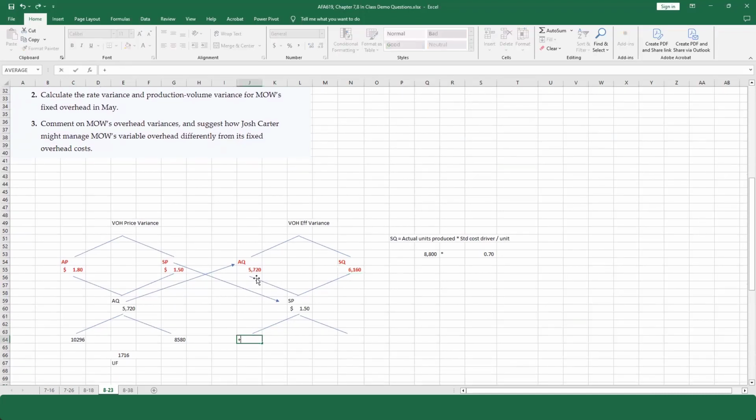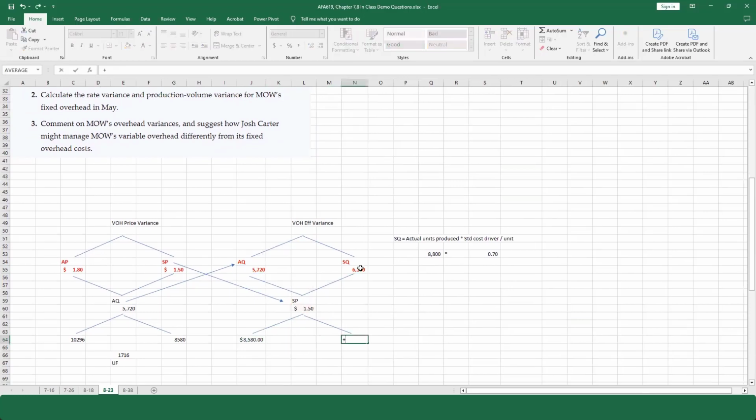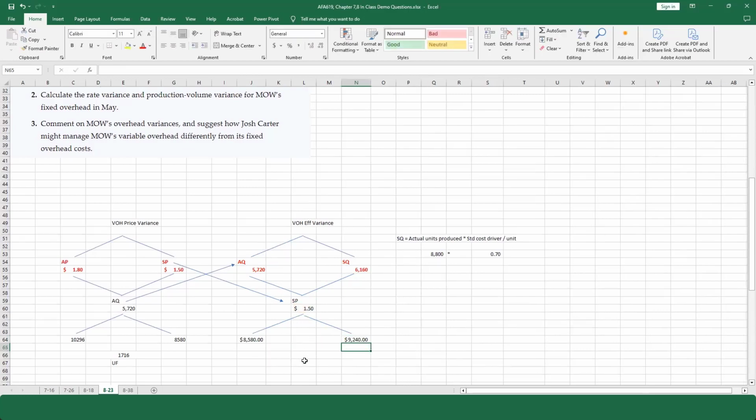We can now do this calculation. And this one. And we can see that the difference is $660. Now, is this good or bad? We look in the diamond. We should have spent 6,160 hours. We only spent 5,720. This is favorable.